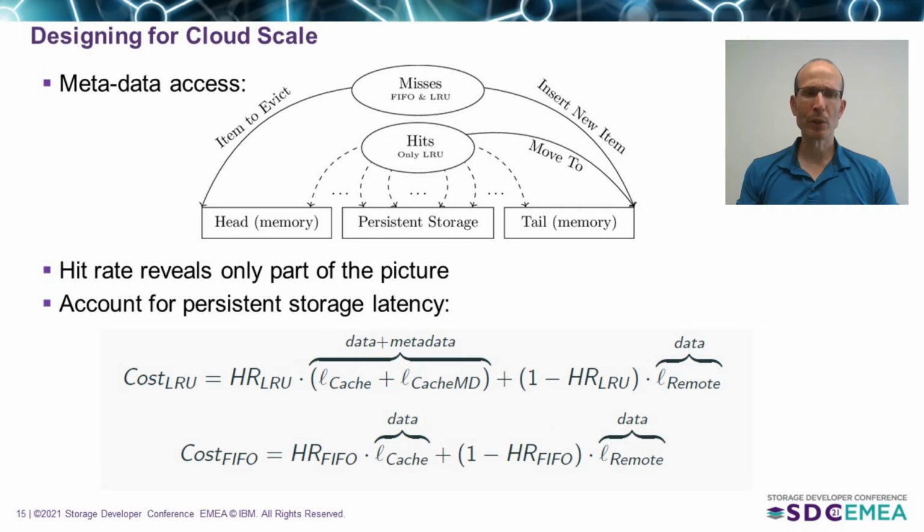The cost for FIFO is composed of the cost of handling a hit, which, unlike LRU, includes only the reading of the data from the cache. There is no update for the metadata, plus the cost of handling a miss, of course, which is identical to that of the LRU.